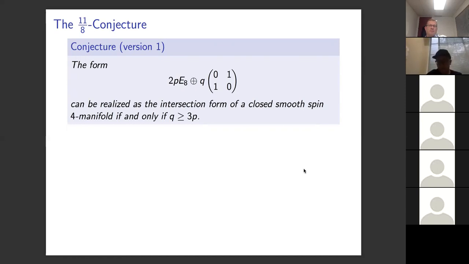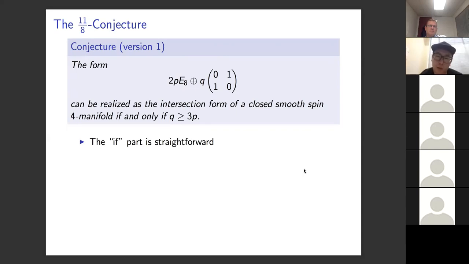As I said, it's a purely algebraic classification that it can always be written as something like that. Then the conjecture is asking when this form can be realized, and the conjecture is that it can if and only if Q is bigger or equal to 3P. I will explain why it's called the 11/8 conjecture. This is one of the versions.